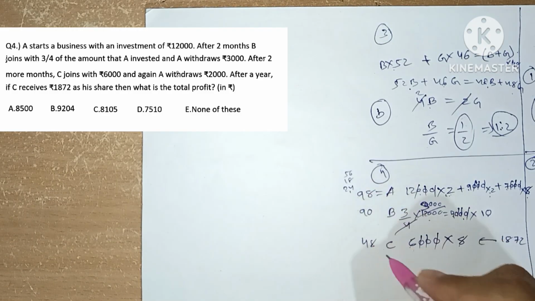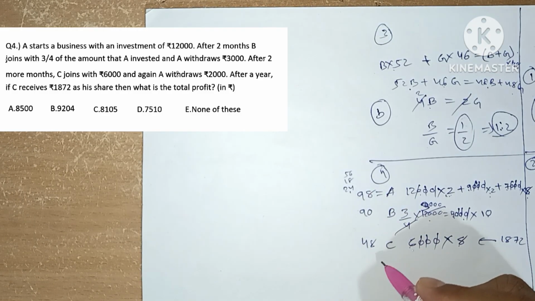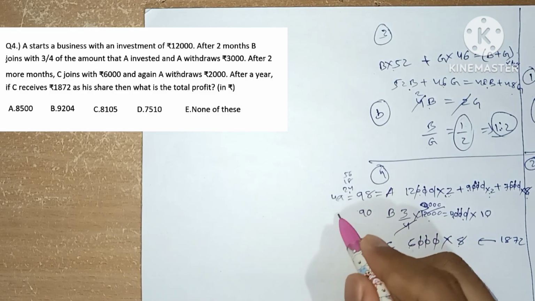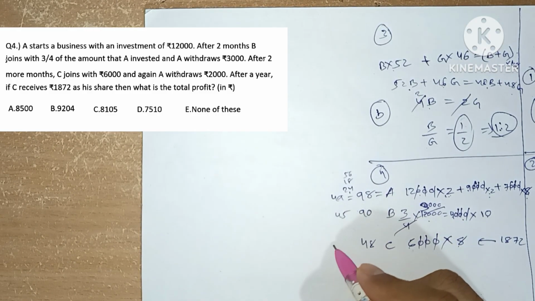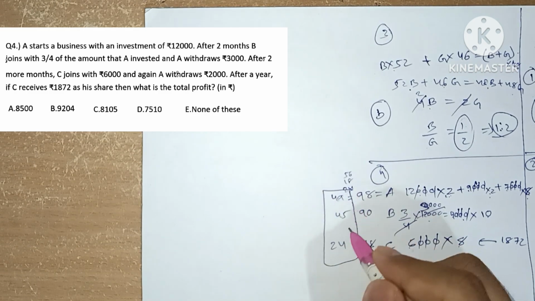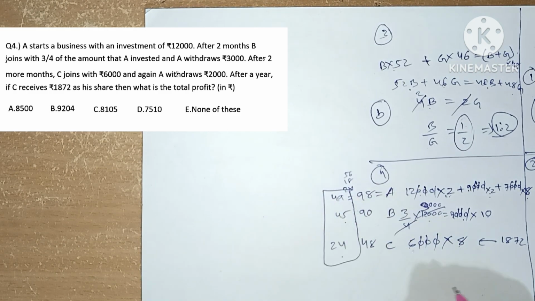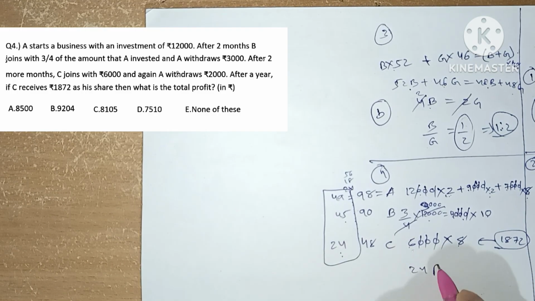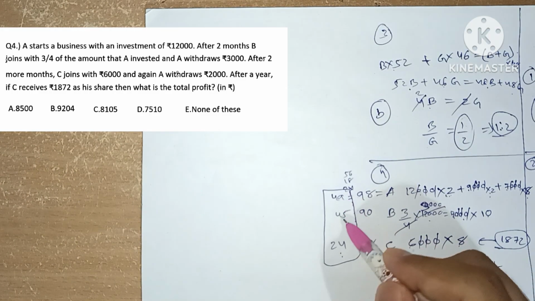So from this we are able to get the ratio of 2, 49 times 2, 45 times 2, 24 times 2. So we got a ratio of 49 is to 45 is to 24. Here 1872 is nothing but the 24 parts value. 24 parts value is 1872. Now what we need to find is the total profit. Total profit is the sum of all these parts.